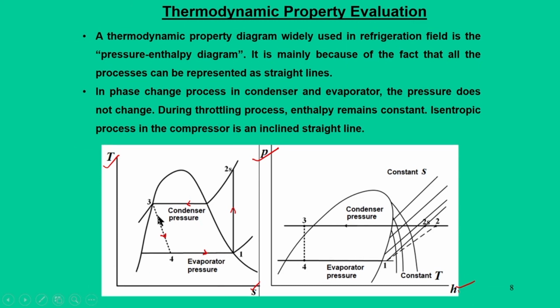Now, if you look within the dome, irrespective of whether you take the T-S diagram or the P-h diagram, this line is a straight line within the dome. Also, in the temperature-entropy diagram, the constant pressure line falls on the same straight line. Even in the pressure-enthalpy diagram, within the dome, the evaporator temperature and pressure remain the same, so they are straight lines. So, it is easy to locate those properties.